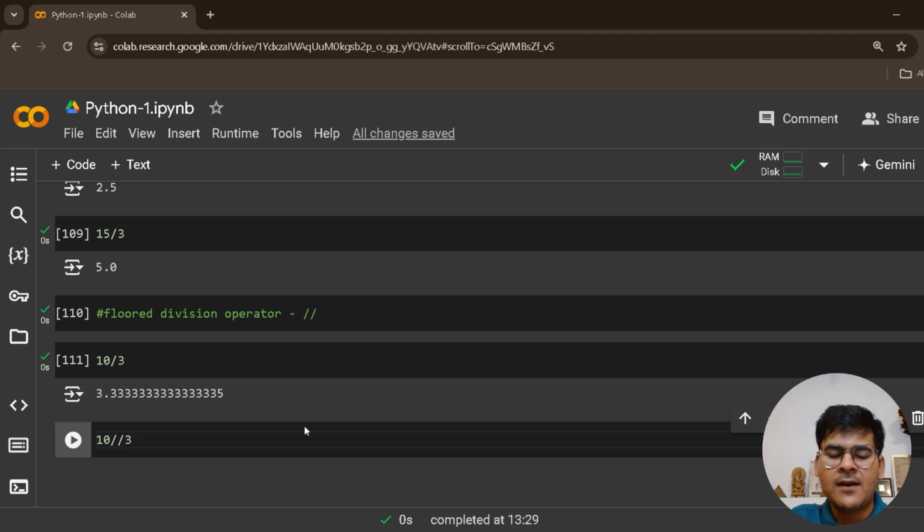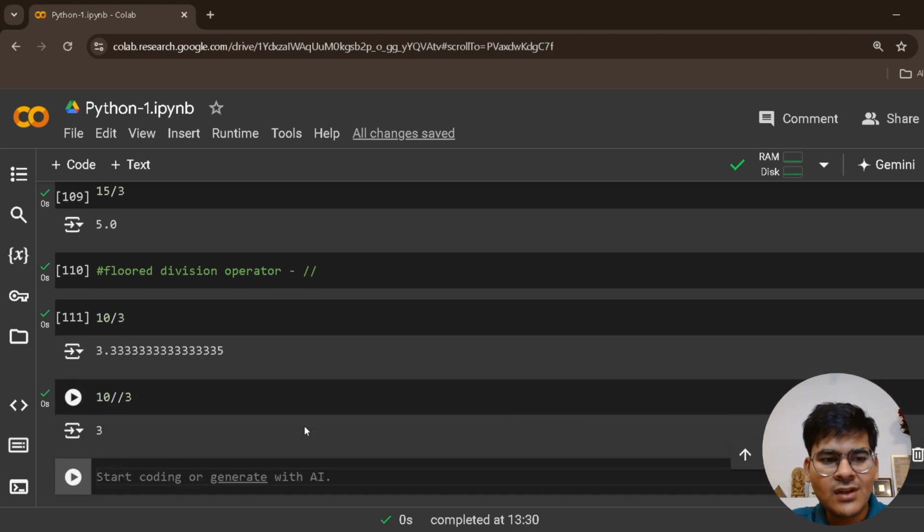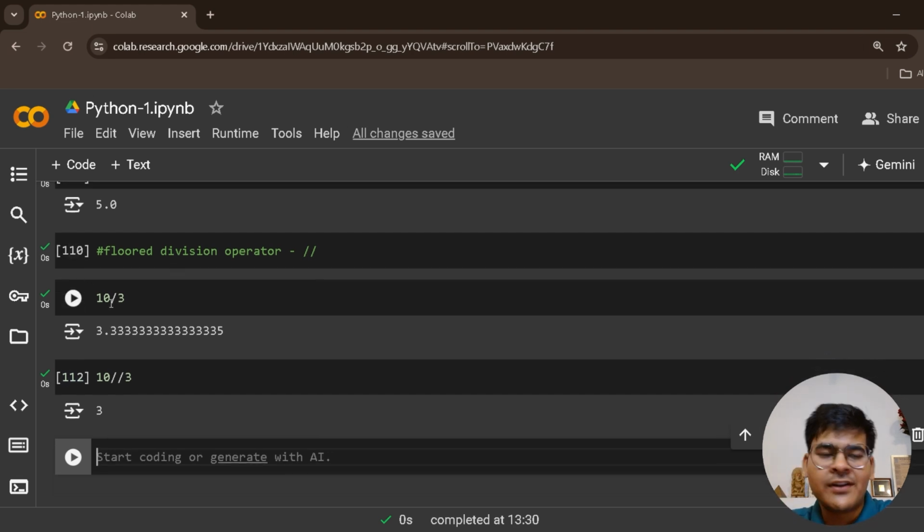I'm just giving it a name. If I run this, I get only 3. The first thing to note is that your float division operator will always give you the integer value, no matter if you divide two integers or not. But usually integer by integer is float, but float division will give you integer. But AJ, how is this 3 coming?